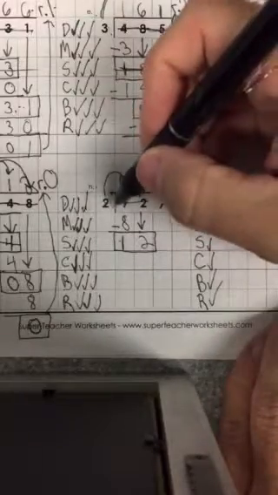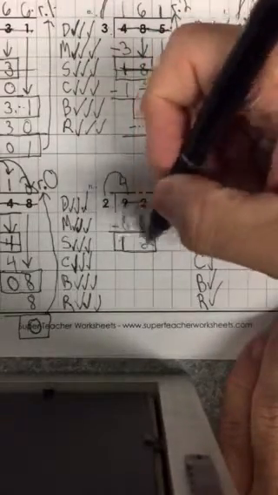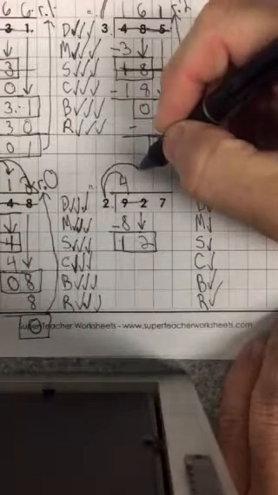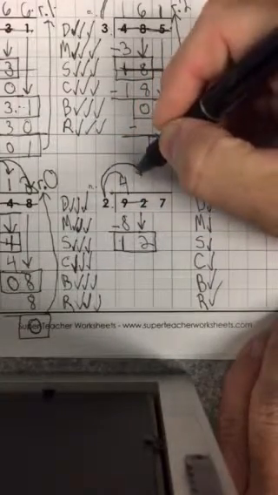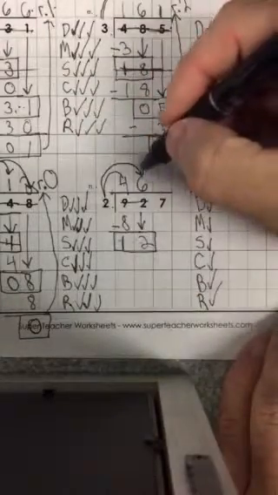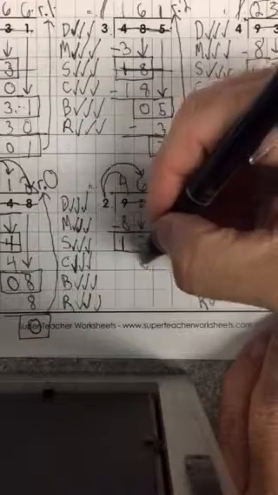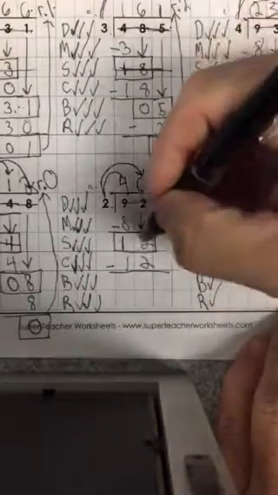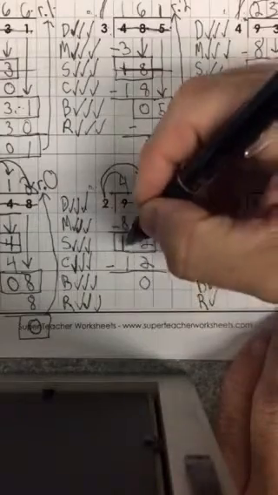Two times what gets me close to 12 without going over? Splitting up more of those Smarties. 2 times 6 gives me 12. Slide down the chute. My 2 goes here, my 1 goes here. I subtract. 2 minus 2 is 0. 1 minus 1 is 0.